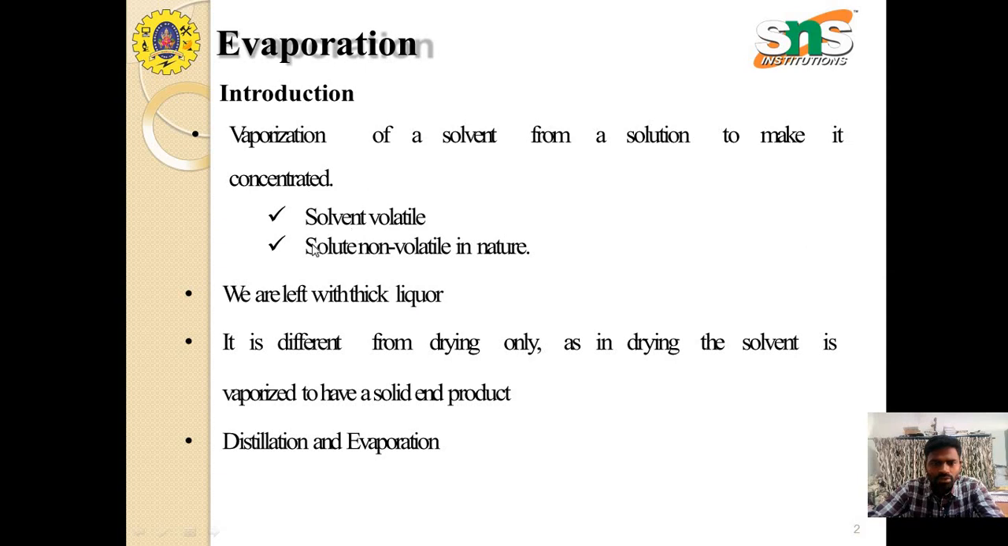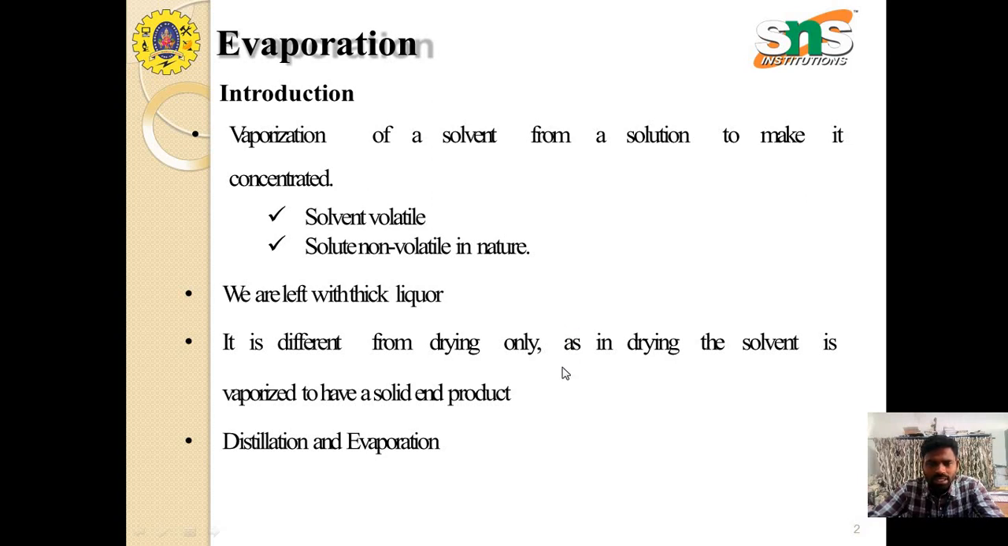This is a major point in the heat and mass transfer process, to remove the moisture from the content so that we will get this thick liquid type of content. It is different from the drying process. In drying, the solvent is vaporized to have a solid product.